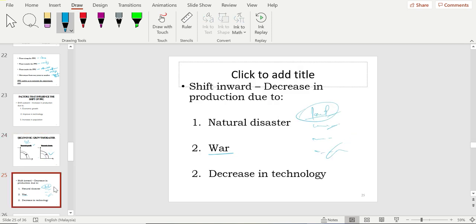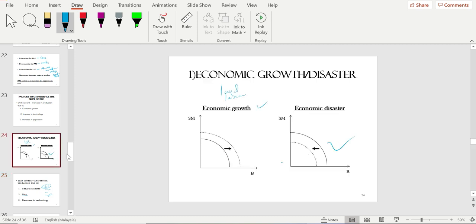And last sekali, decrease in technology. Teknologi boleh decrease ke? Boleh. Sebab teknologi boleh destroy. For example, what happened to Japan kan masa dia kena tsunami. So, dia adalah antara negara yang pembekal barangan elektronik. Tapi sebab dia kena tsunami, kilang dia musnah, dia menyebabkan production capability dia makin berkurang. So itu yang kita maksudkan dengan decrease in technology, being destroyed. The technology is being destroyed. So what happened? We expect this will happen.